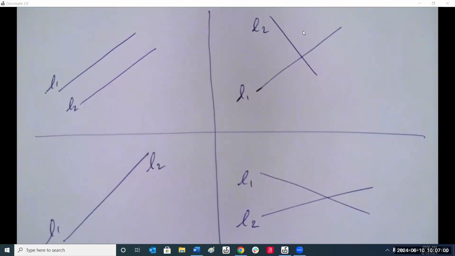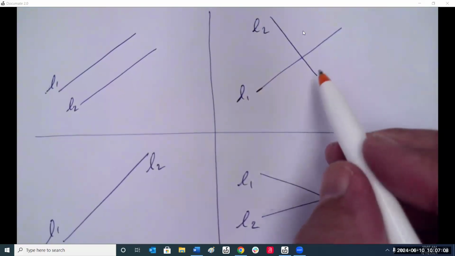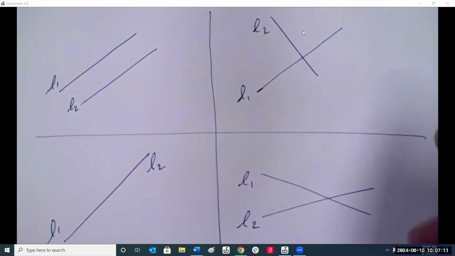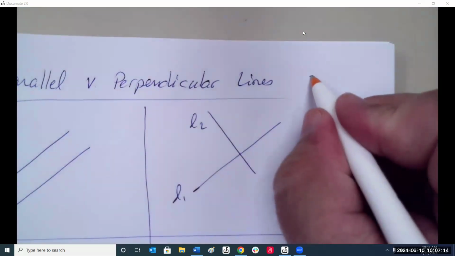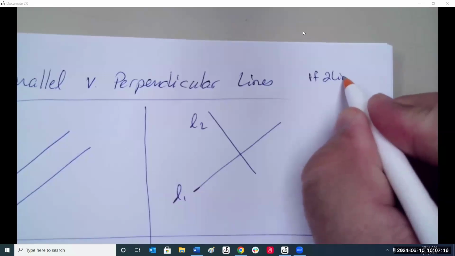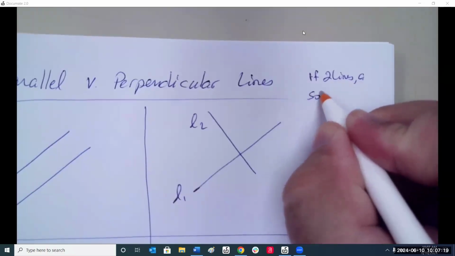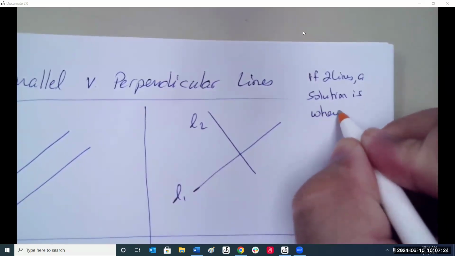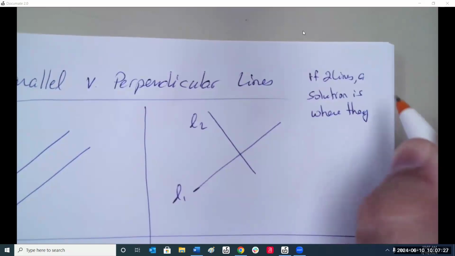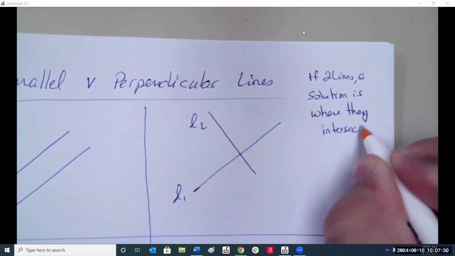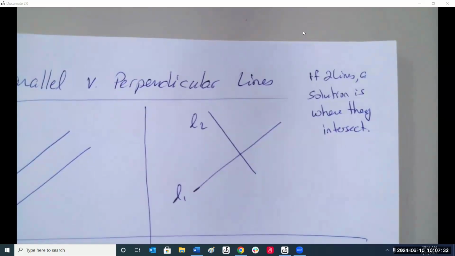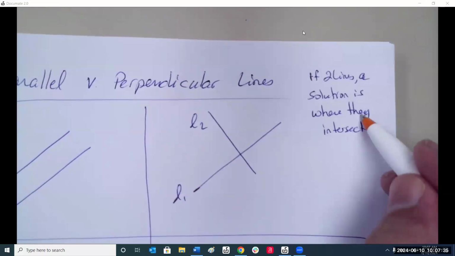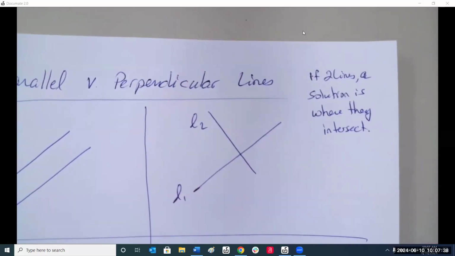Remember, what is the solution? If you have one line, a solution is where it crosses the x-axis. If you have two lines, a solution is where they cross. If two lines, a solution is where they intersect, not the x-intercepts.